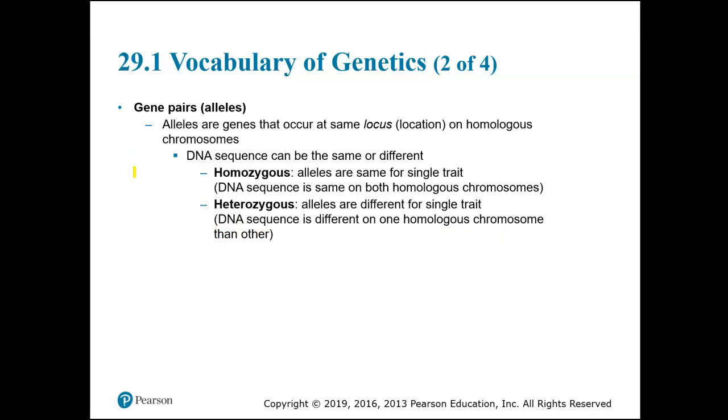The different versions of genes are called alleles. So alleles are genes that occur at the same location on homologous chromosomes, but they can be different versions.